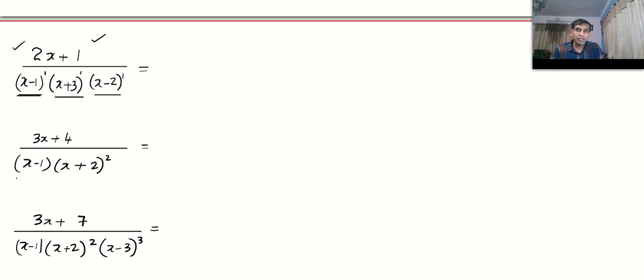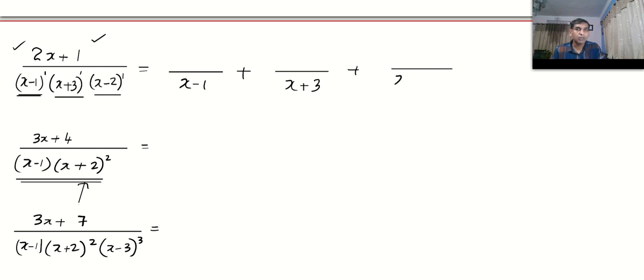Can you see? This is not type 1. Can you see? This is not type 1. And in type 1, the easiest method is the suppression method. That is, instead of writing a by, b by, c by, all you have to do is just write blank by x minus 1, blank by x plus 3, blank by x minus 2. And then you look at the factor in the denominator.